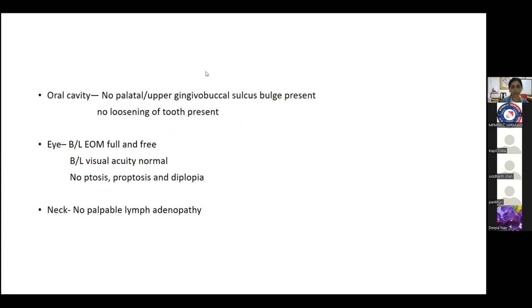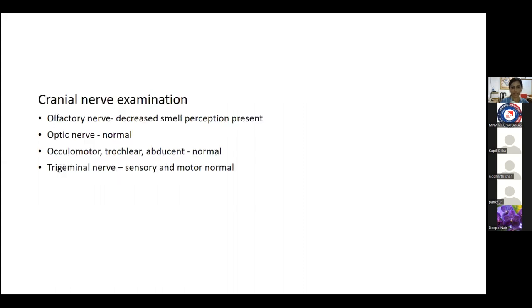Oral cavity, no palatal or upper gingivobuccal sulcus bulge is present. No loosening of teeth is present. Eye examination, bilateral extraocular muscle movements are full and free. Bilateral visual acuity normal. No ptosis, proptosis or diplopia. In neck, there is no palpable lymphadenopathy. Cranial nerve examination, olfactory nerve, there was decreased smell perception, but the rest of the cranial nerve examination was normal.